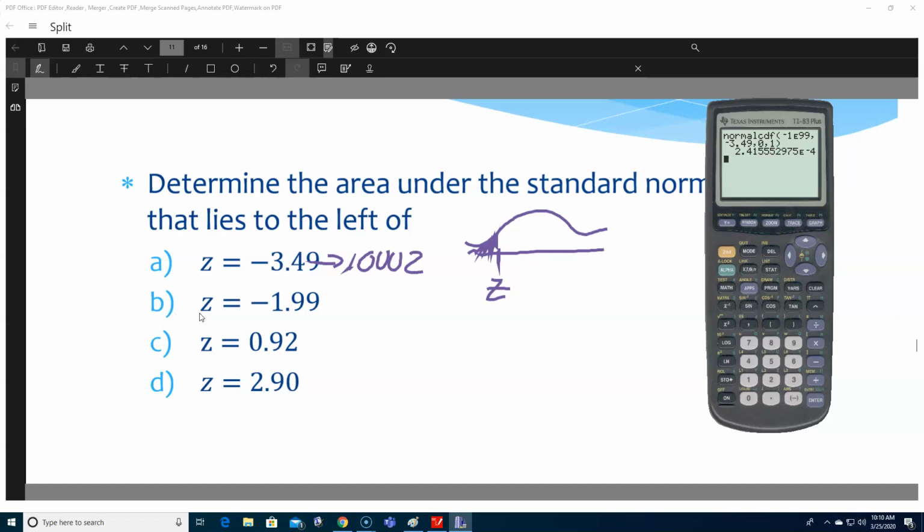So let's do it again. For B, find the area that lies to the left of z equals negative 1.99. So we're going to hit second, vars, which is distribution, CDF. We're going to hit lower bound number, negative 1 e to the 99. Our upper bound number is where we're going to stop, so this negative 1.99. Average, which is 0, and a 1, which is our standard deviation. Hit enter. There's our area associated with that value. So 0.0232.